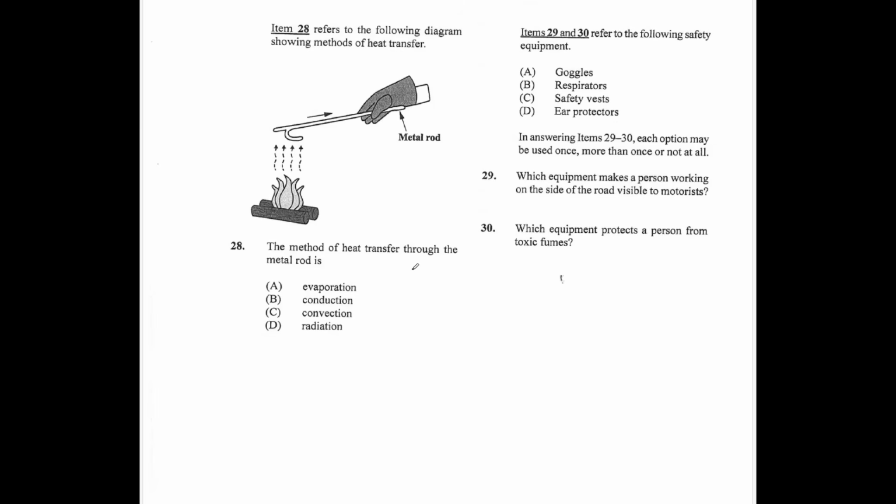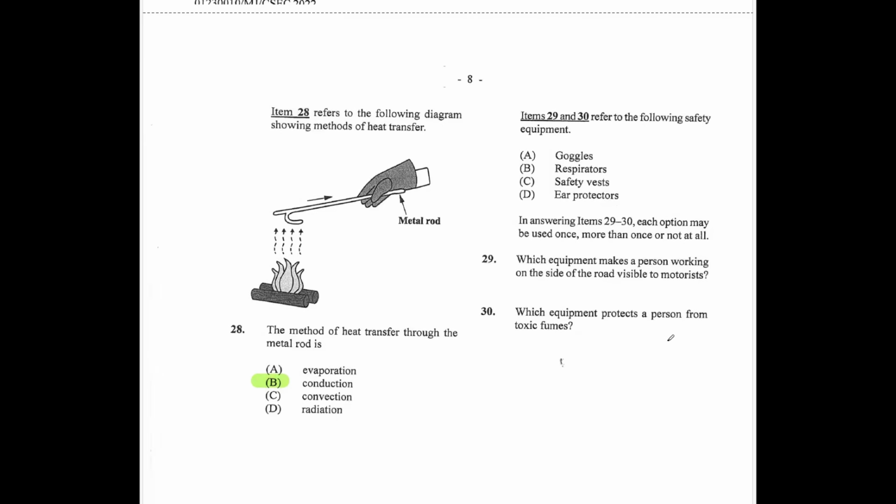Item 28 refers to the following diagram showing methods of heat transfer. The method of heat transfer through the metal rod is that the hand is in contact with the metal rod, so it is conduction. Items 29 and 30 refer to the following safety equipment.